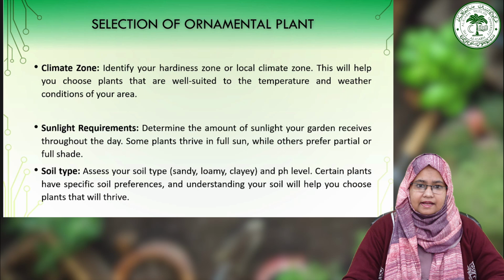As I have told you, selecting ornamental plants for a home garden involves considering various factors such as climate, soil type, sunlight availability, space and personal preferences. Here are some general tips to help you choose the right ornamental plants for your home garden.